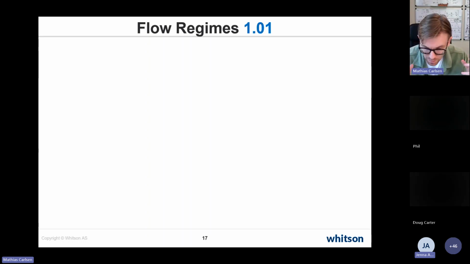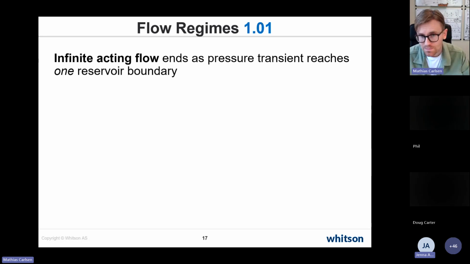The first bucket of flow regimes, infinite acting flow, ends when a pressure transient has reached one of the reservoir boundaries. That's super relevant for these tight unconventionals because the permeability is extremely low, so pressure transients are moving very, very slowly compared to a conventional reservoir. You can have extremely long periods where you're essentially infinite acting, or parts of your reservoir are infinite acting. That period is called infinite acting flow.